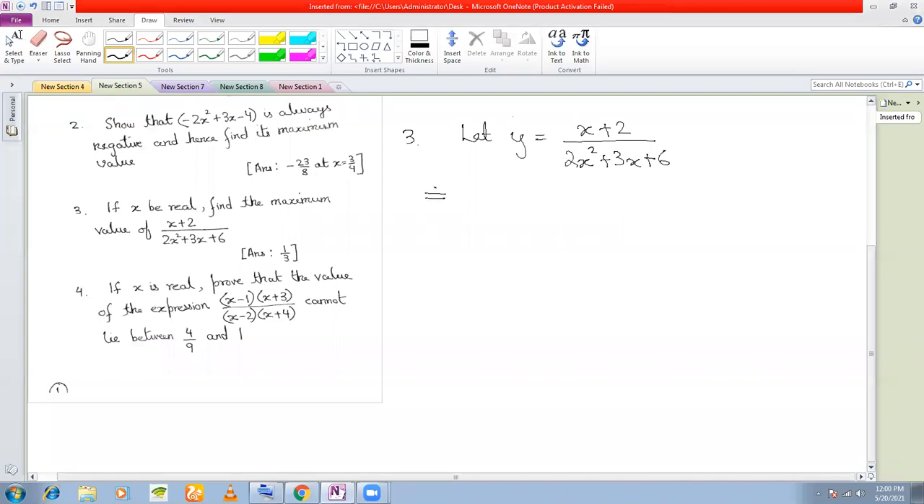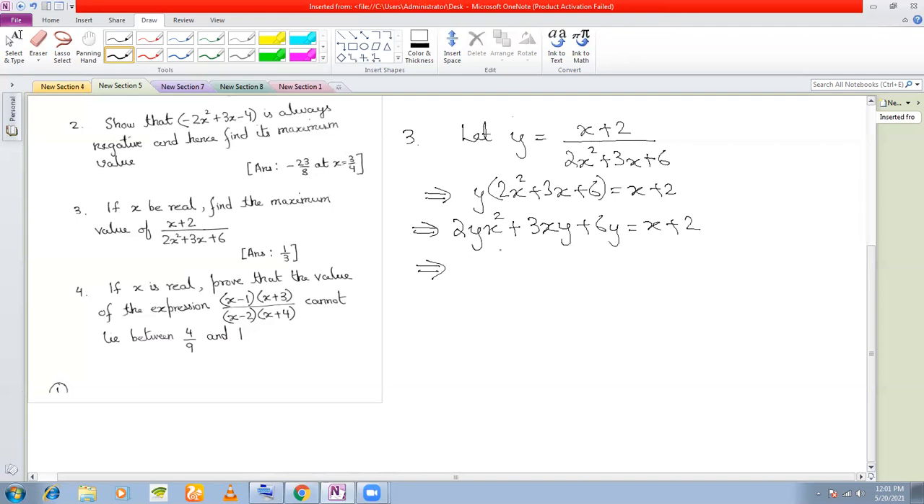Now what you do is you cross multiply. So you get y into 2x square plus 3x plus 6 is equal to x plus 2. Multiply all this, you get 2yx square plus 3xy plus 6y is equal to x plus 2. So now you take everything on one side first: 2yx square plus 3yx minus x plus 6y minus 2 equal to 0.